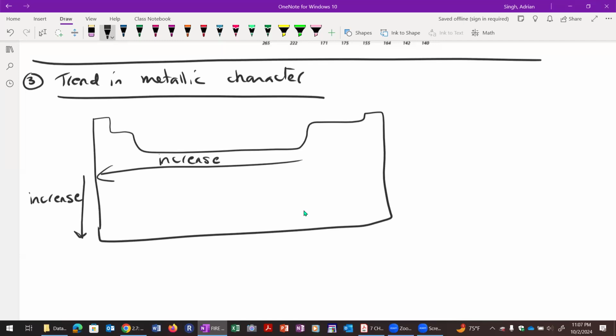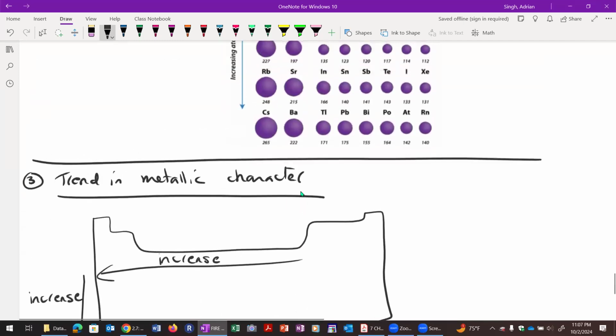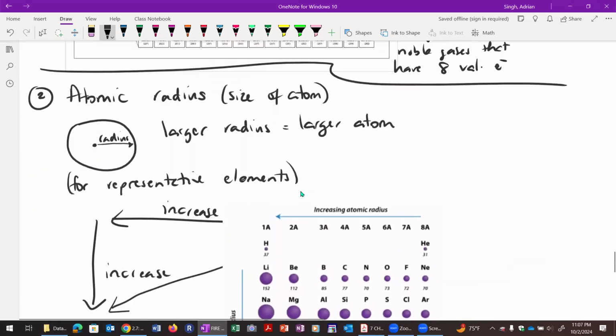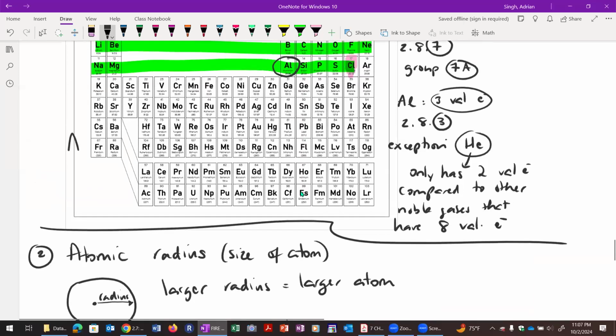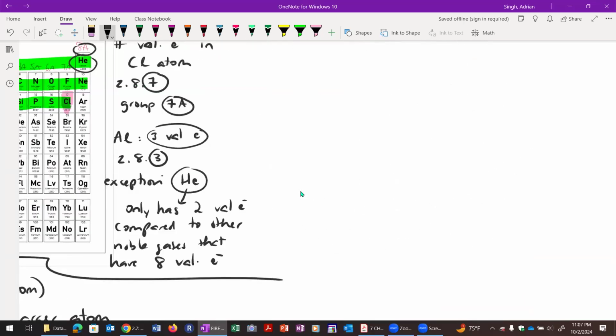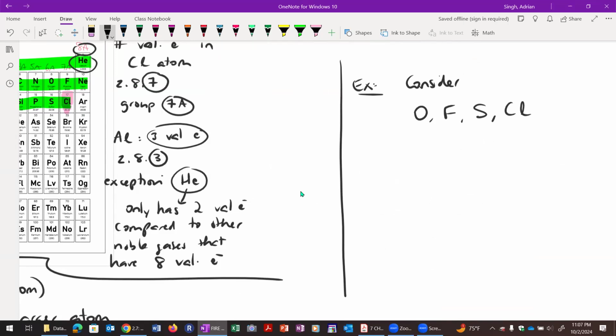So for example, again, you don't have to memorize any of the sizes of the elements or the atomic radii or anything like that. But if we were to say, for instance, I give you some options here. So let's say we have the following 4 elements. So consider oxygen, consider fluorine, consider sulfur, and also chlorine or Cl. And out of those 4, we're asked which is the largest atom, and then which is the least metallic.